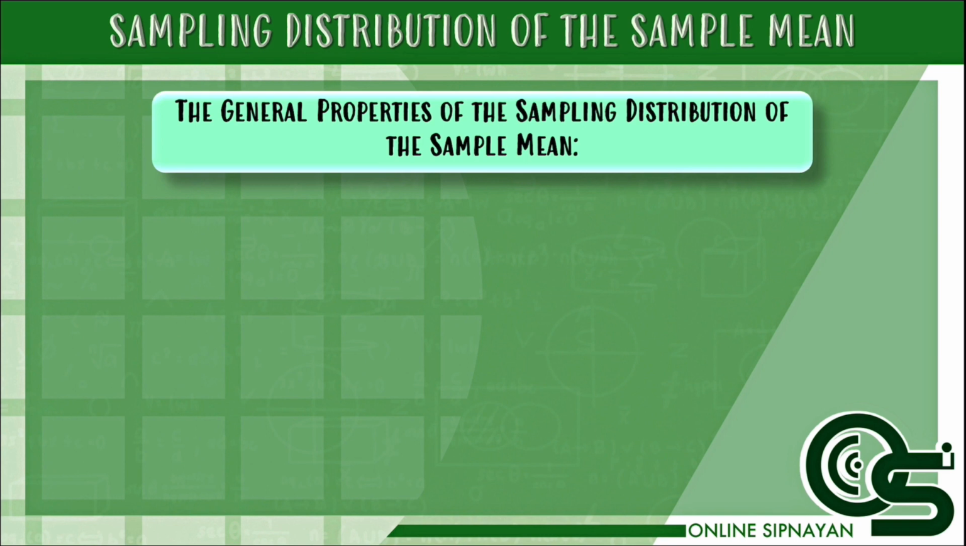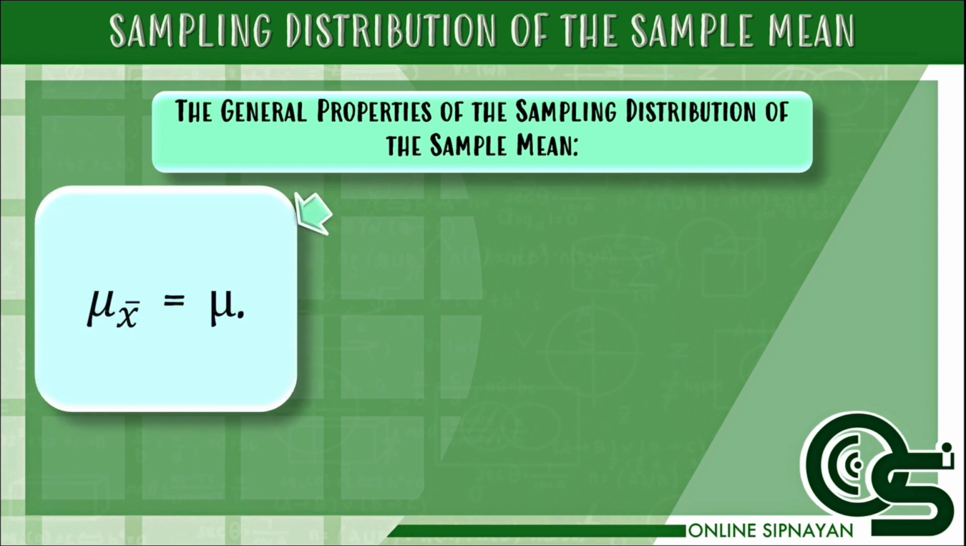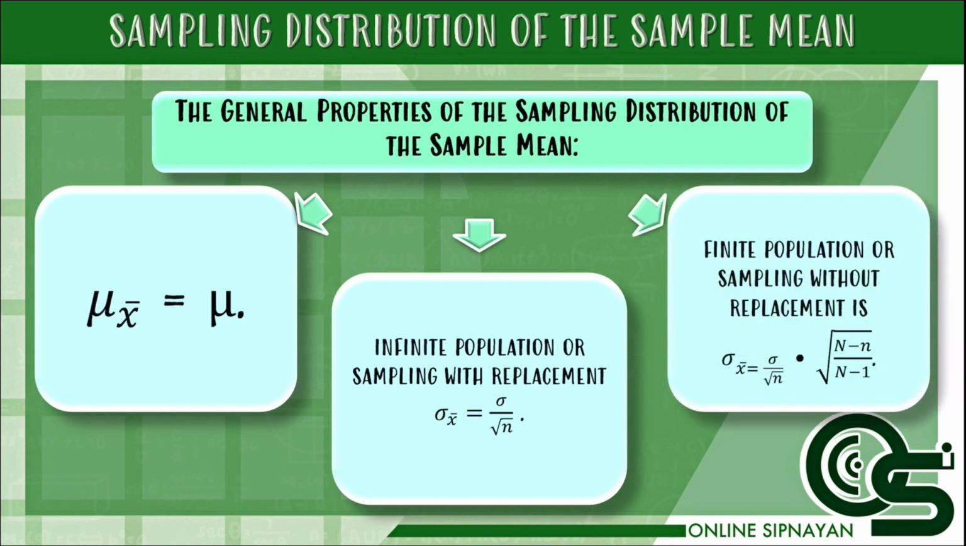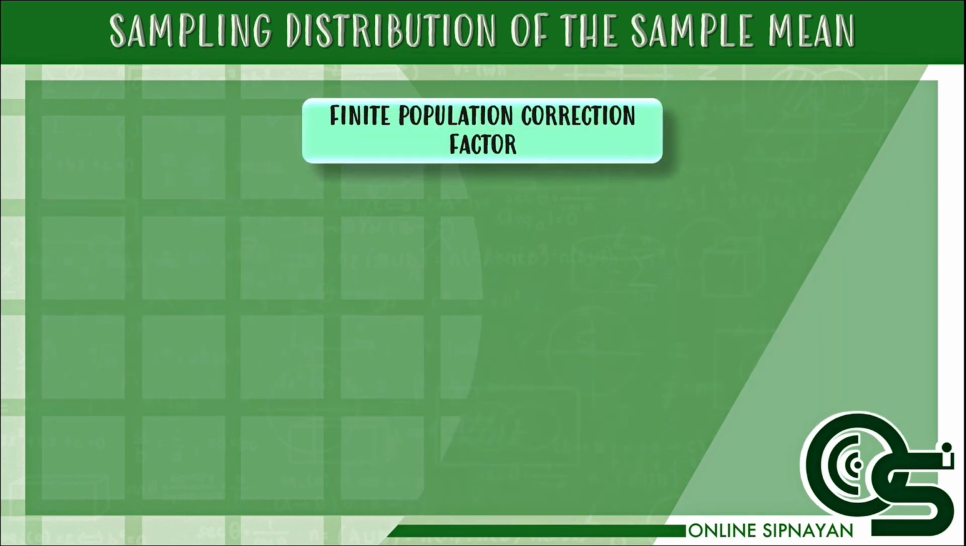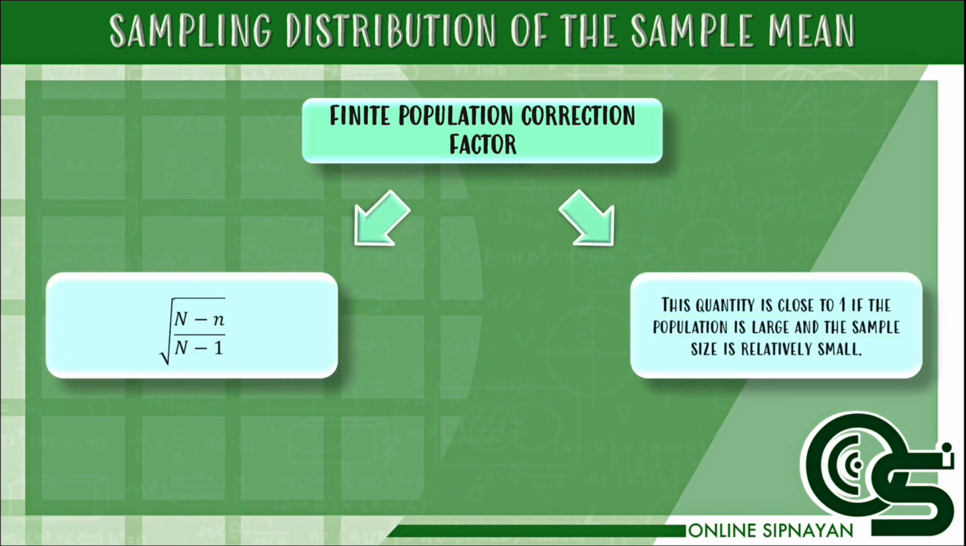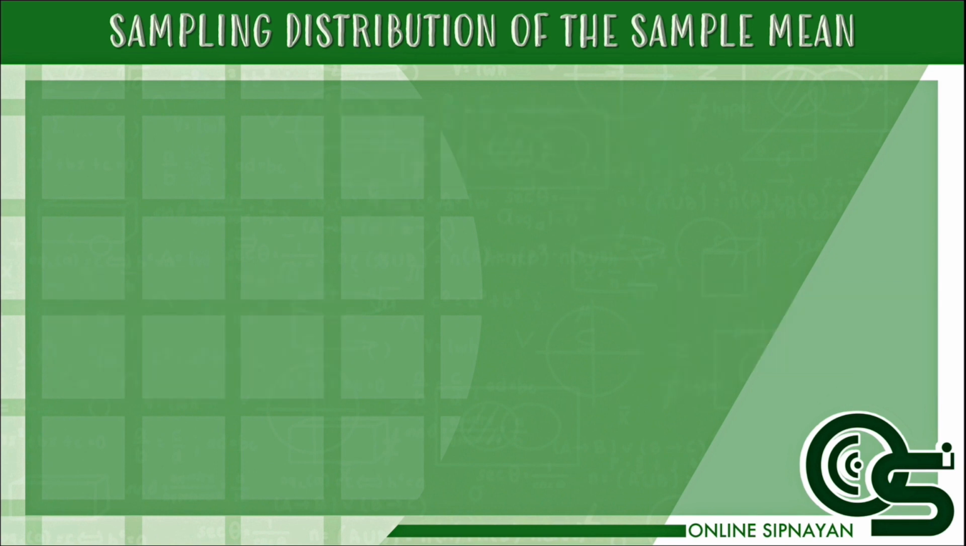We proceed to the sampling distribution of the sample mean, particularly its general properties. For information, we have three properties. First, the mean value of the sample mean is equal to the population mean. Second, the formula for the standard deviation of an infinite population or sampling with replacement is this. And lastly, the formula for the standard deviation of a finite population or sampling without replacement is this one. This is the finite correction factor. This quantity is close to 1 if the population is large and the sample size is relatively small. Take note or remember this.